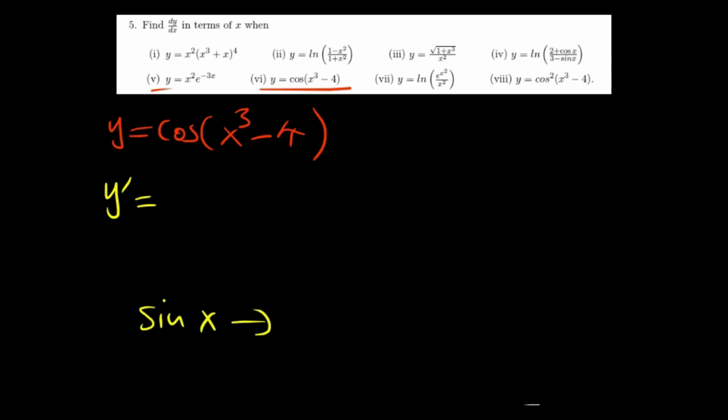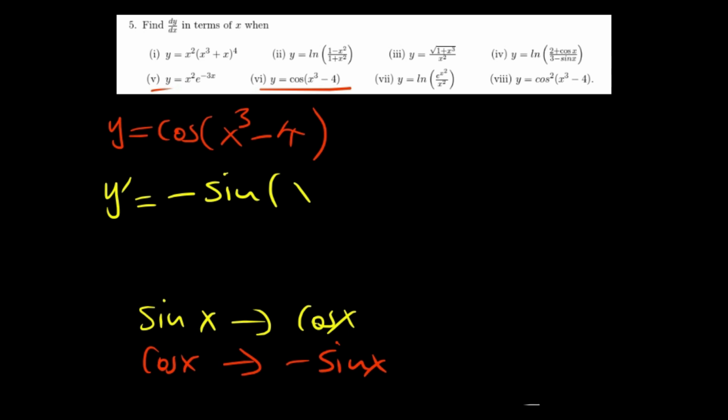Now the next one basically involves just the chain rule. y is equal to cosine of x to the power 3 minus 4. How do you go about it? So our y prime is going to be, ask yourself, what's the derivative of cosine? So we say the derivative of sine is cosine. The derivative of cosine is negative sine. Just this will help you. So the derivative of cosine is negative sine. So you have negative sine of x to the power 3 minus 4.